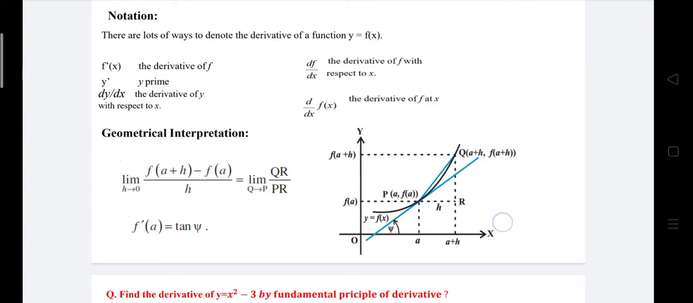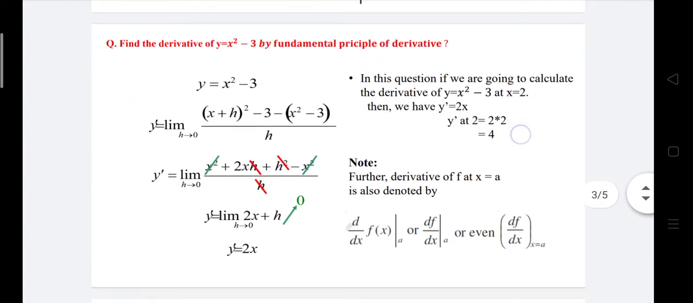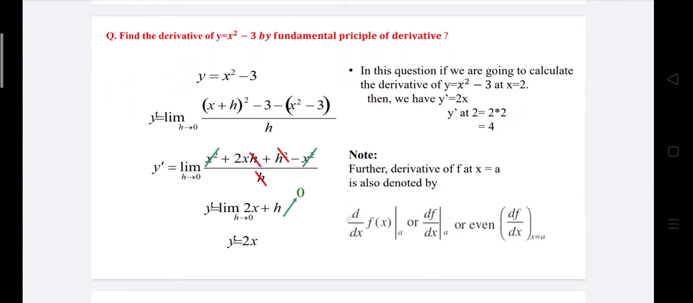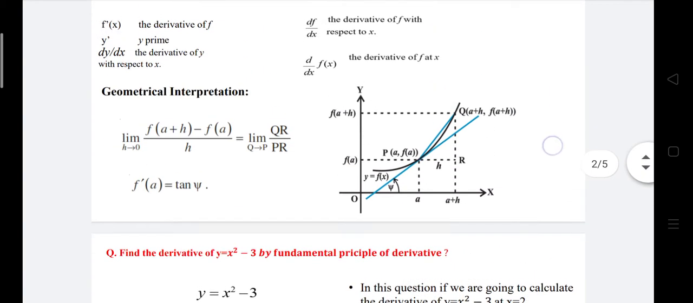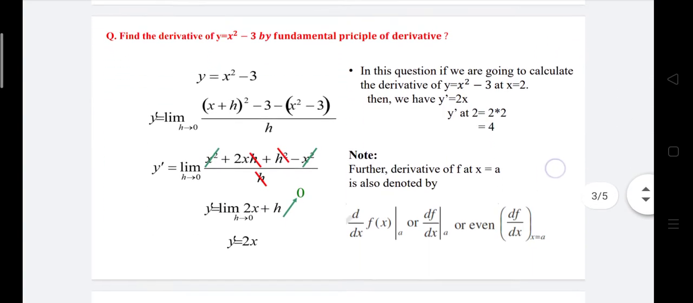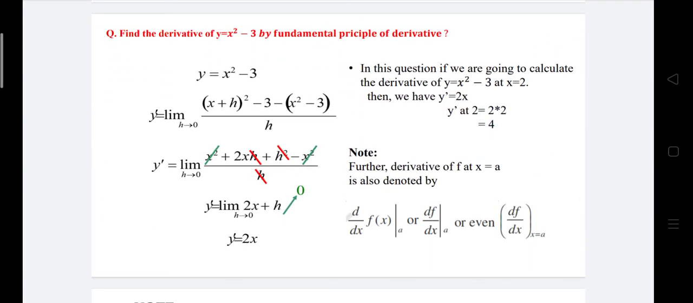Then let's see how we can derive the derivative of a function y is equal to x square minus 3. It is an example to see how to do the derivative by using the fundamental principle of derivative. Our fundamental formula is this one. Okay, so by this formula, how can we do the derivative? Our function is y is equal to x square minus 3.